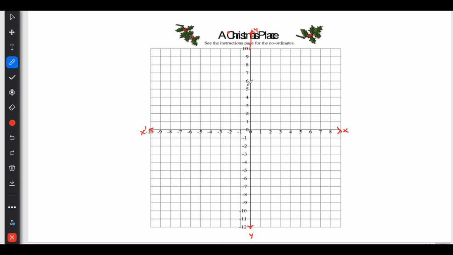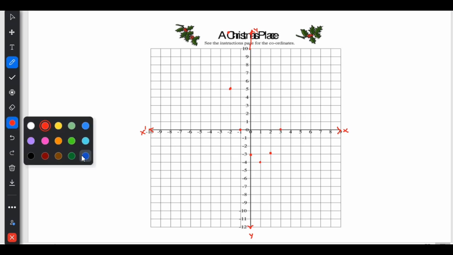I can take it here. Then negative 2 and 5, I can plot here. Negative 1 and 0 exactly on the x-axis. 0 and negative 3 exactly on the y-axis. 1 and negative 4, I can plot here. 2 and negative 3, I can plot here. Then 3 and 0, exactly on the x-axis again.